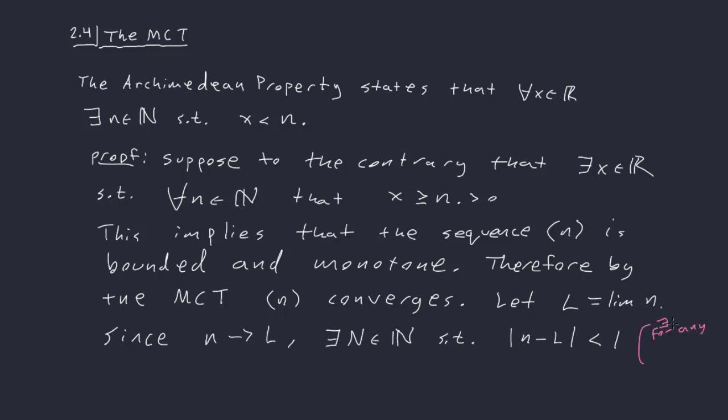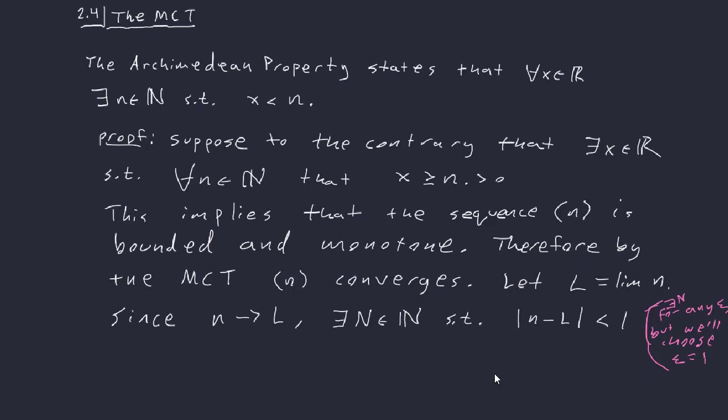So I'll just say there exists a capital N for any epsilon, but we'll choose epsilon equal to 1, just for simplicity, because what we're trying to do is get a contradiction. And usually when you're trying to get a contradiction, you just pick a particular epsilon, and then you try and get down to your contradiction with that. So typically we choose something like 1 or 1/2. All right.